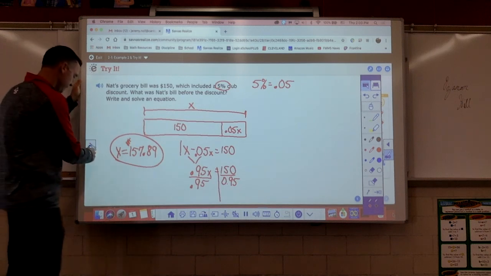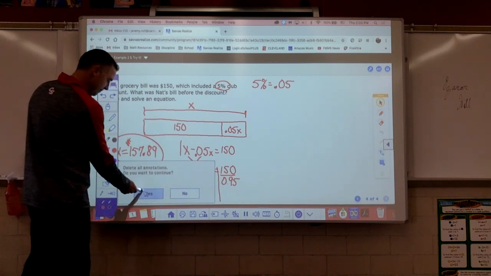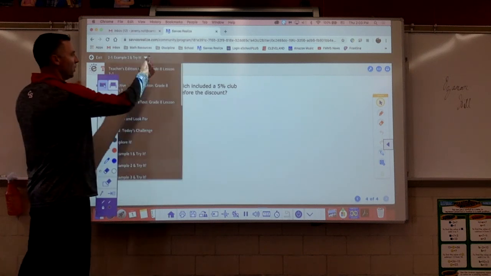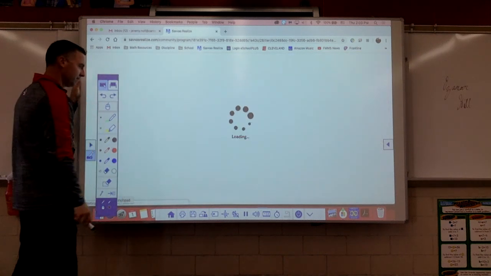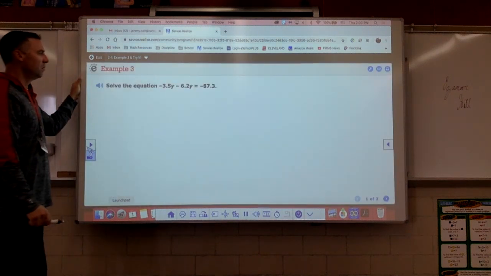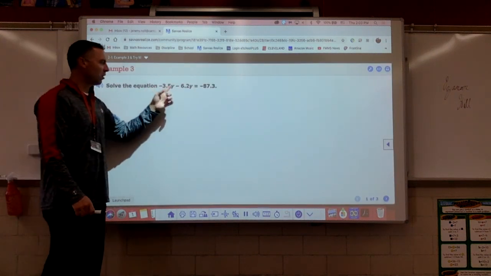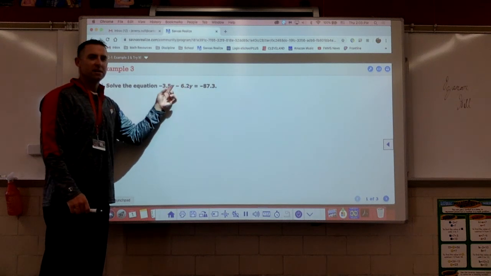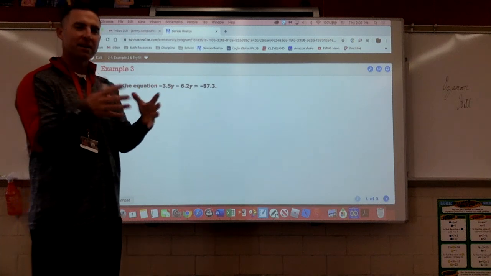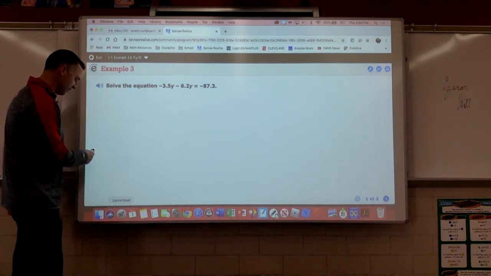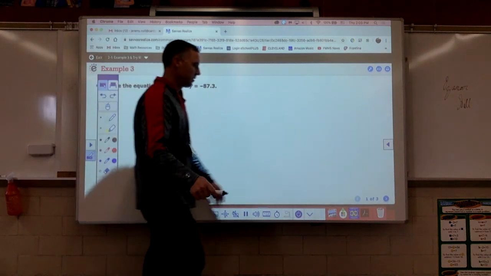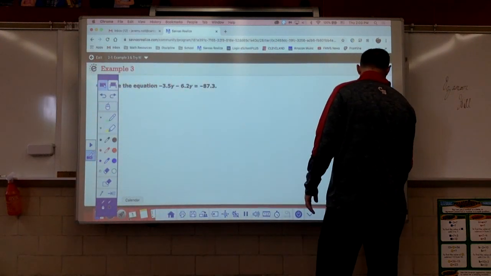Awesome. Okay, example 3. Fun's not over. We have got more. Now we have what are called negative coefficients. Now you got to go back and think about what you do and how you combine terms that have negatives.